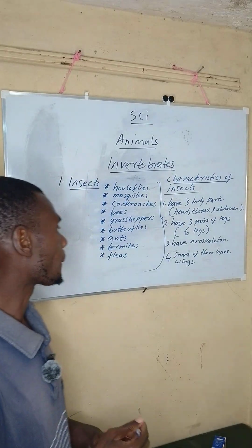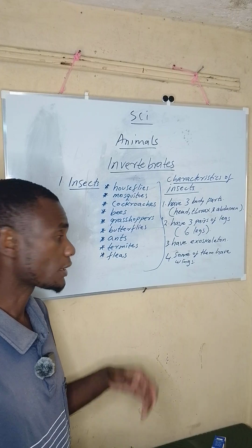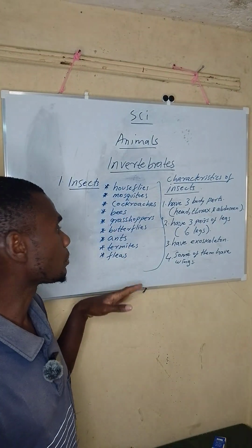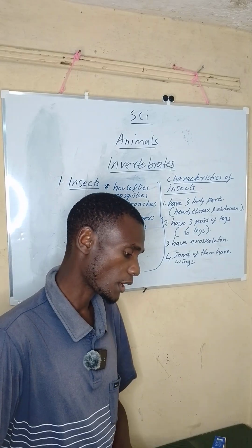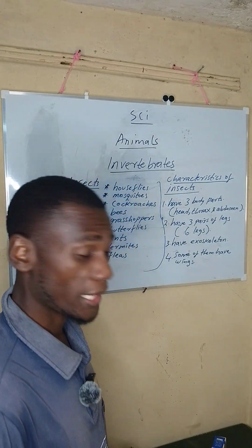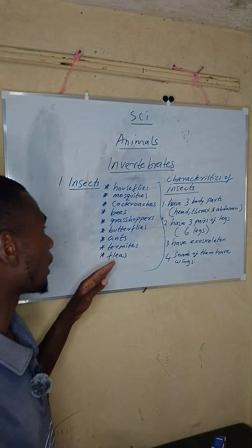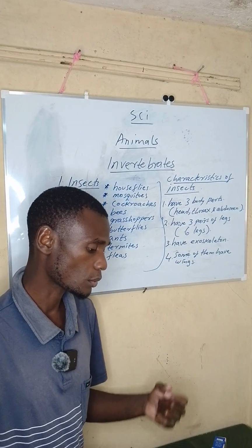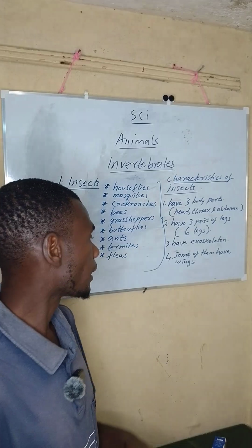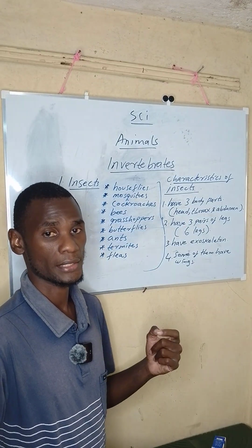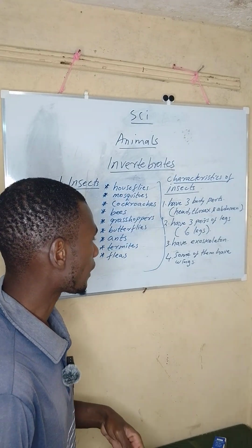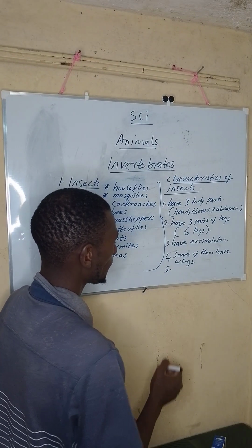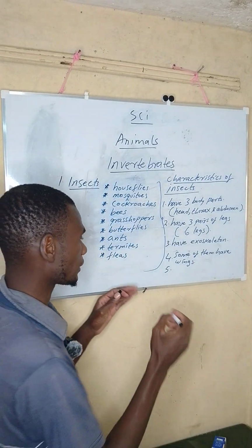We have bed bugs, very stubborn animals in the houses. Bed bugs also fall under this group. They are wingless. We also have animals like lice. Lice are another insect that does not have wings. So when it comes to the issue of wings, you say some of them have wings. That is a characteristic.